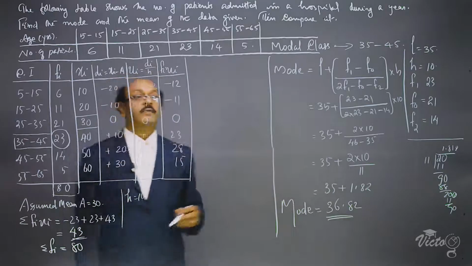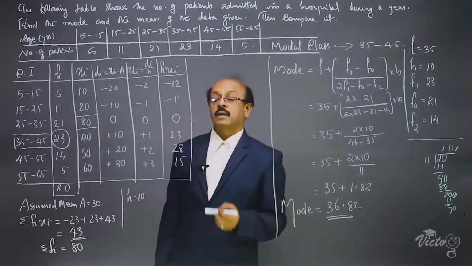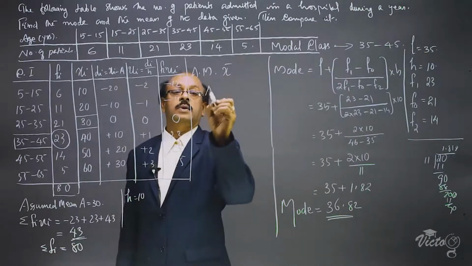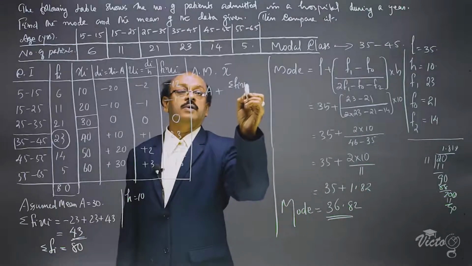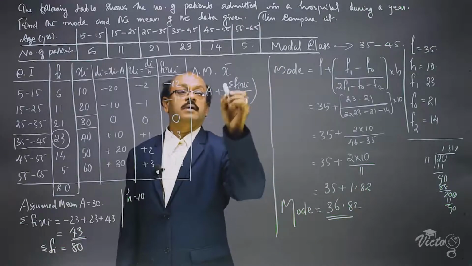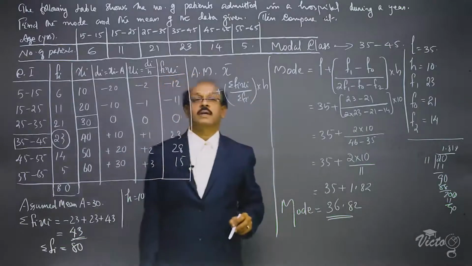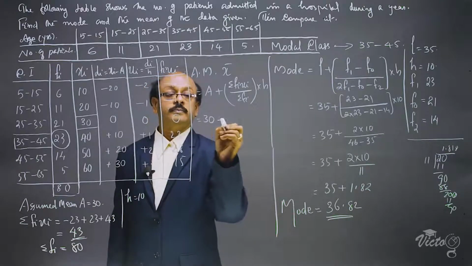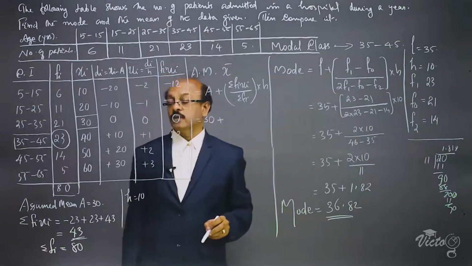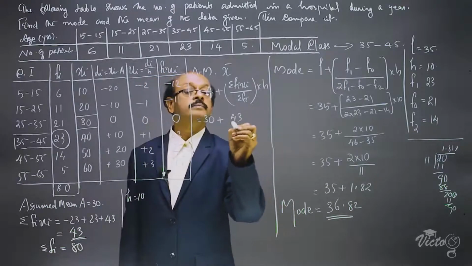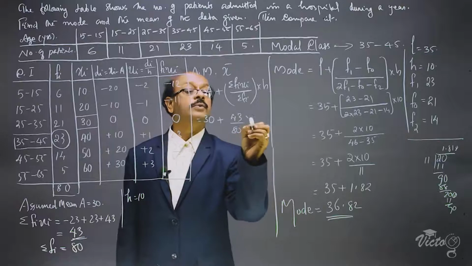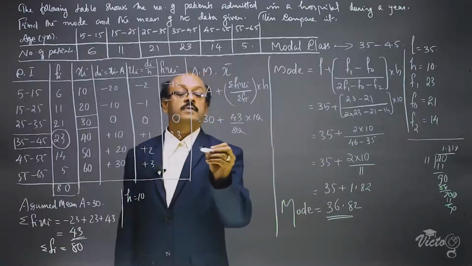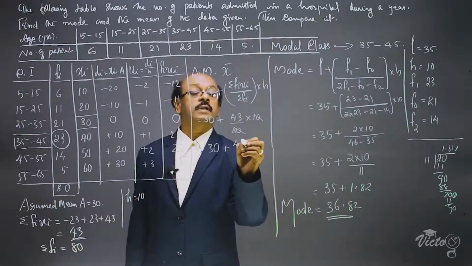Now we can write the formula for finding the arithmetic mean and give the values. Arithmetic mean x bar is equal to a plus sigma fi ui by sigma fi, into h. Giving values, a is equal to 30 plus sigma fi ui, which is 43, by 80 into 10. This 0 and 0 get cancelled. This is equal to 30 plus 43 by 8.